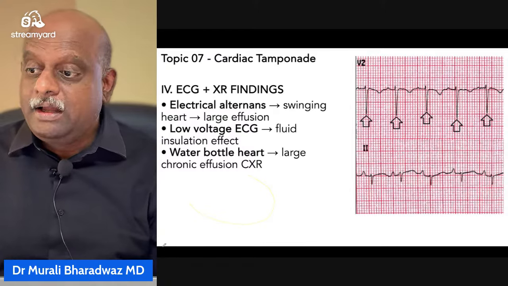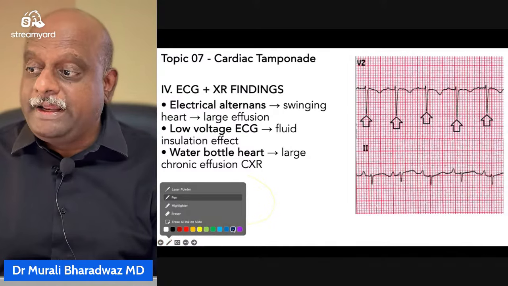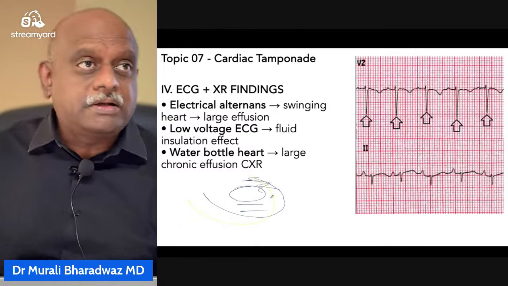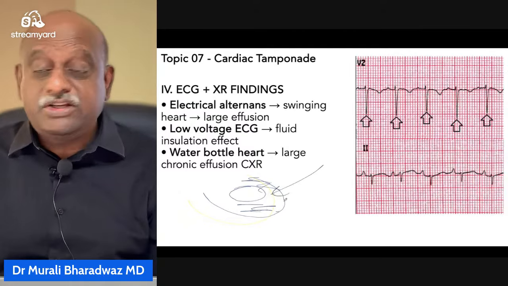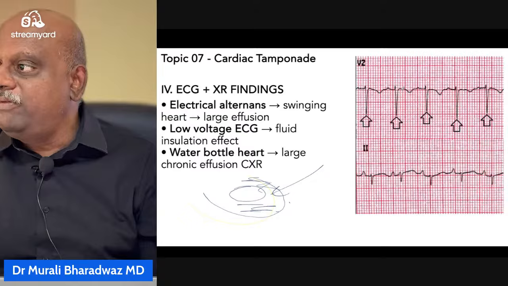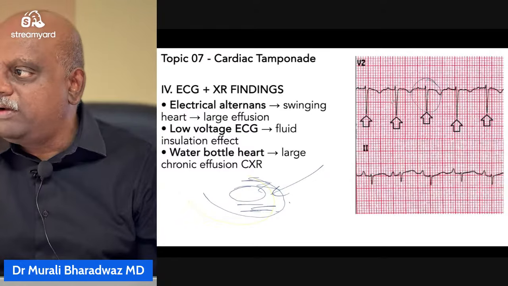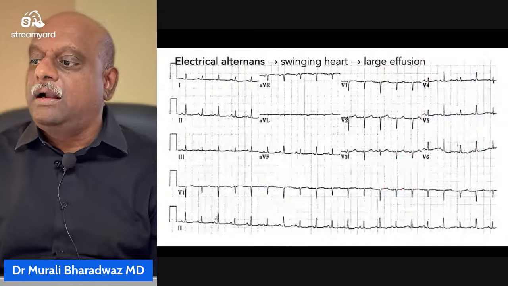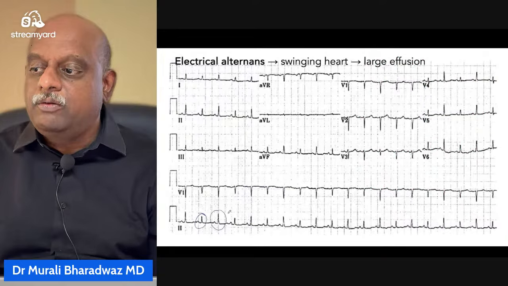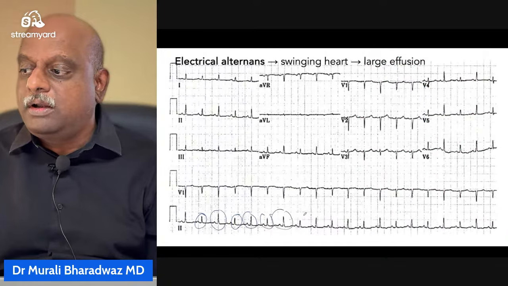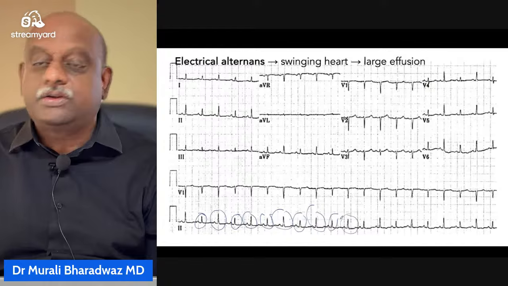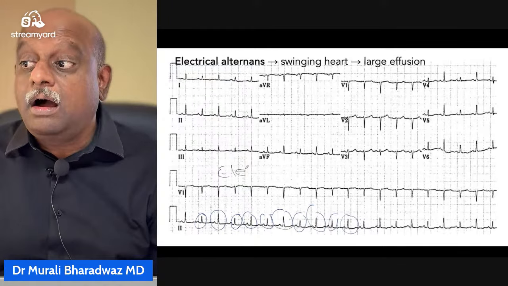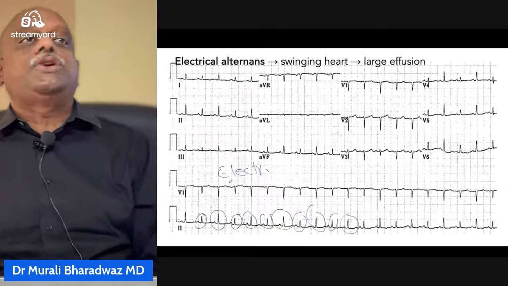Now, when the heart is oscillating in the fluid around it, if you do the ECG, one wave small, one wave taller. That's called electrical alternans. You see, this small wave, large, small, large, small, large, small, large. This is called electrical alternans, is what you need to remember.